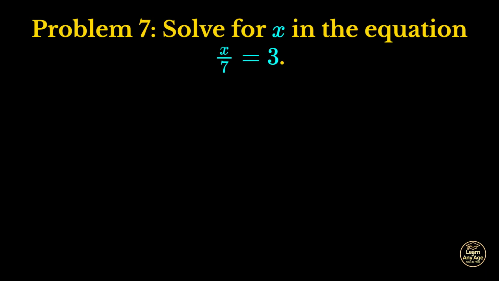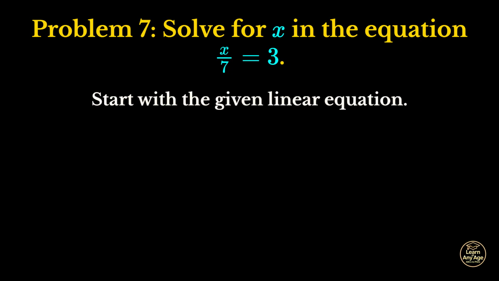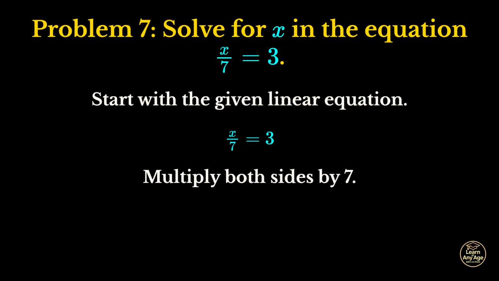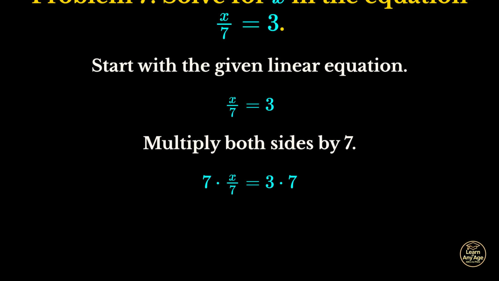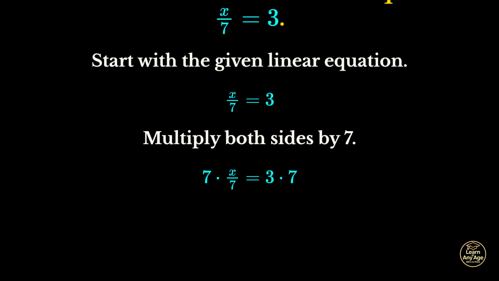Problem 7. Solve for x in the equation x over 7 equals 3. Start with the given linear equation. x over 7 equals 3. Multiply both sides by 7. 7 times x over 7 equals 3 times 7.